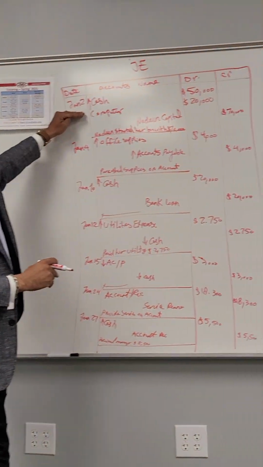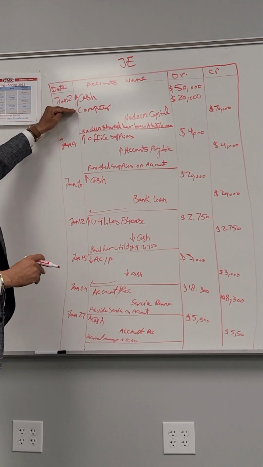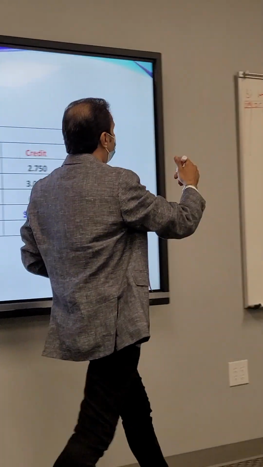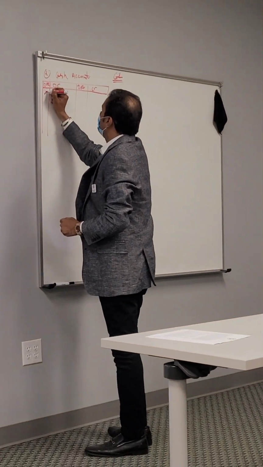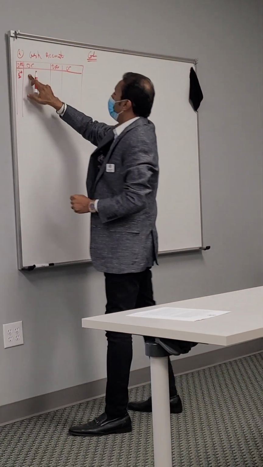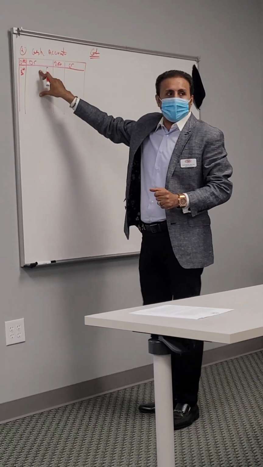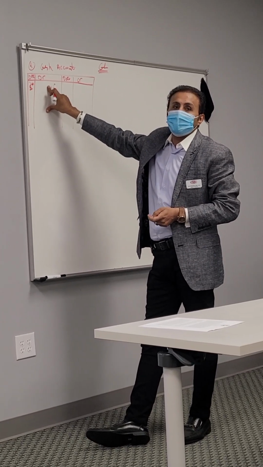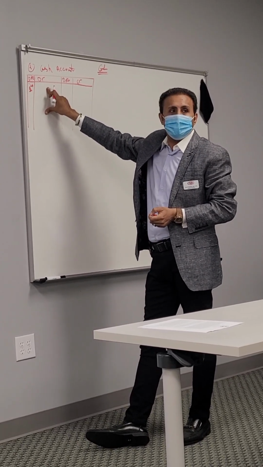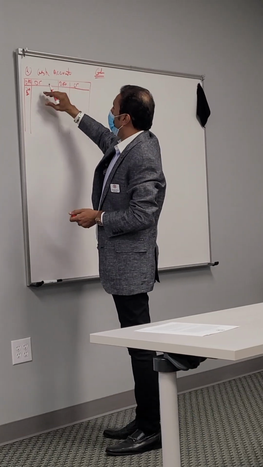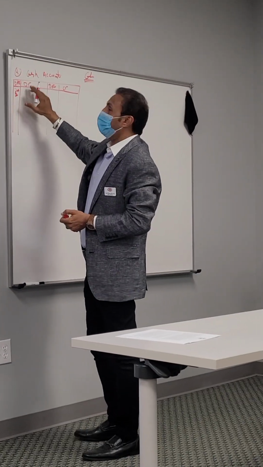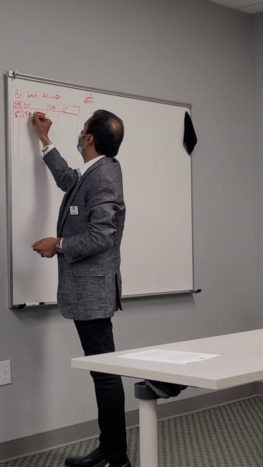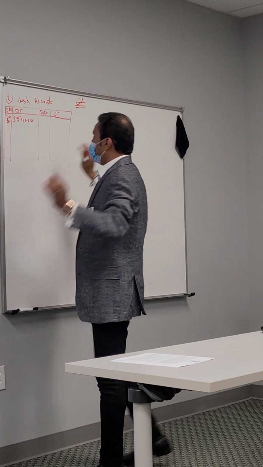Where is the first date for the cash? See, Jan 2, cash, and the debit side was $50,000. So I have to record here Jan 2, and the date, cash, debit or credit in the journal entries, with $50,000. Debit. How much? So I will go under the debit side, under the cash table, and record $50,000. That's it.